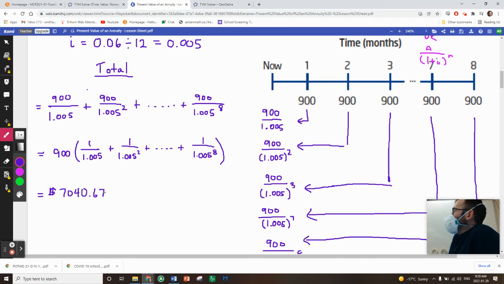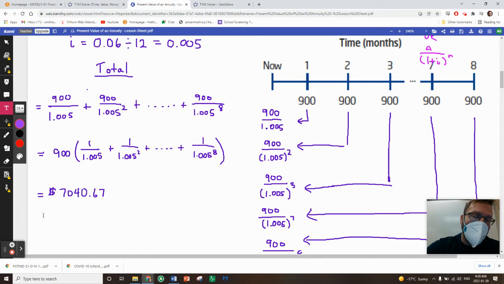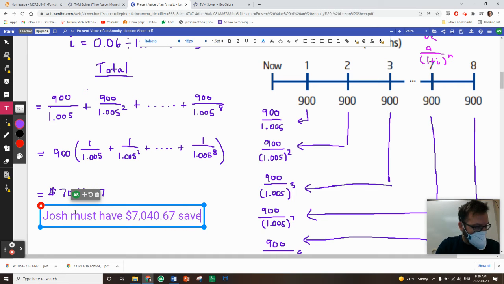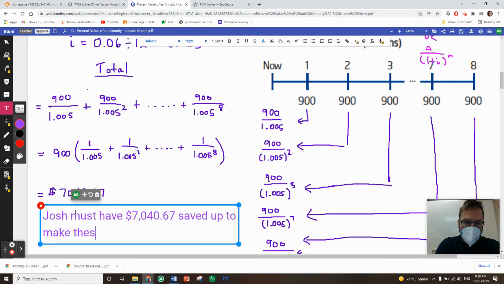And to find this present value total, you find the total of all the present values of each withdrawal. It's a little bit of an annoying method, but luckily we're going to use the tools we have to develop some faster ones. But we can kind of wrap this up. Josh must have $7,040.67 saved up to make these 8 withdrawals of $900.